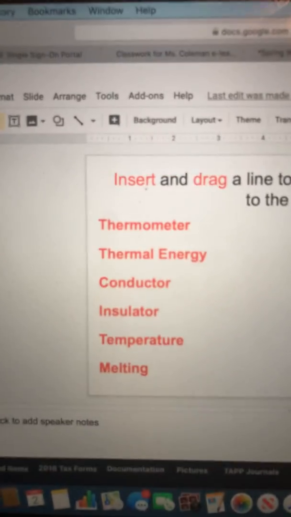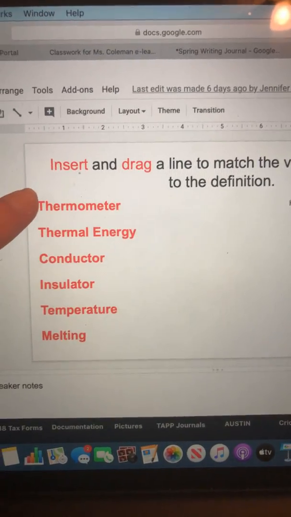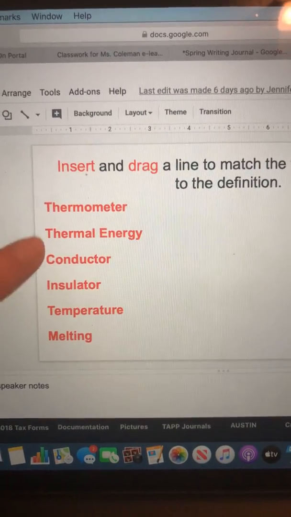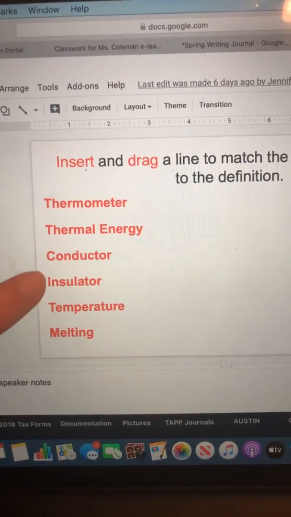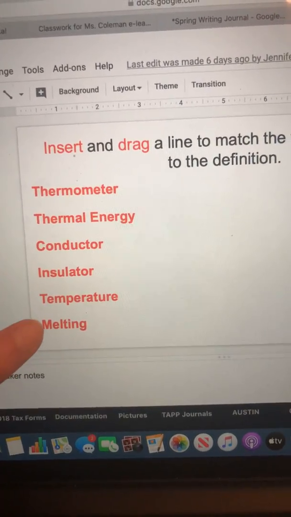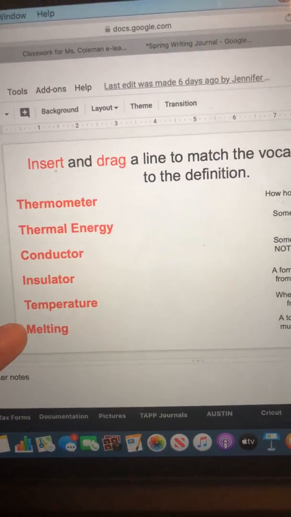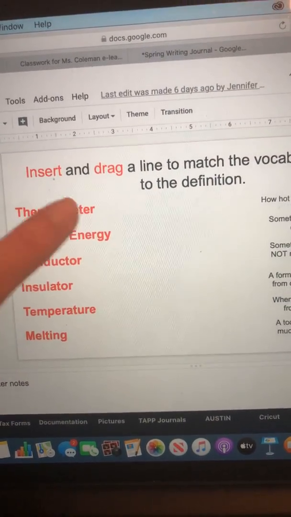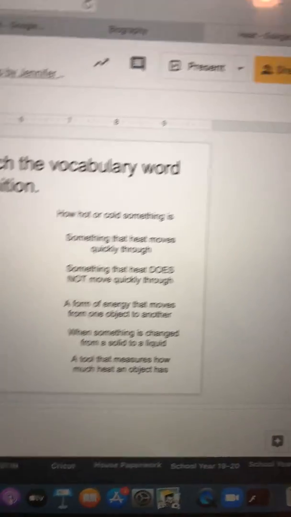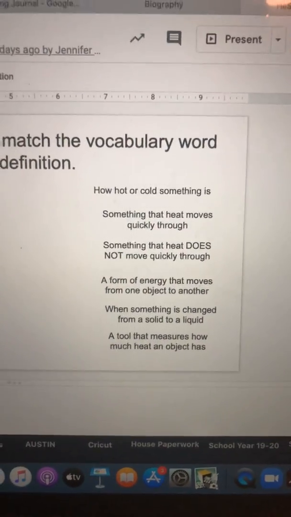All right, guys. So we're on this third slide. This first word is thermometer, thermal energy, conductor, insulator, temperature, melting. And then what you're going to have to do is insert and drag a line to which ones match the definition. So now I'm going to read you the definitions on the right side.